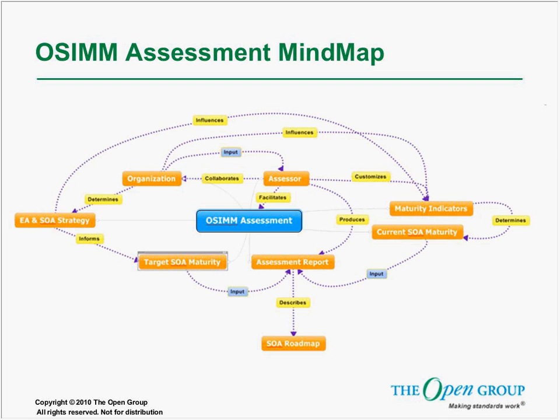Now, on the right-hand side, what we have is essentially the model itself, the OSIMM model, and the maturity indicators, and the indicators that we use and will modify as we move forward. Now, the assessor collaborates with the organization, which determines the enterprise architecture and SOA strategy, and informs the target SOA maturity model. The SOA strategy and the enterprise architecture constitute our SOA target, our target SOA maturity. This is input into the assessment report.